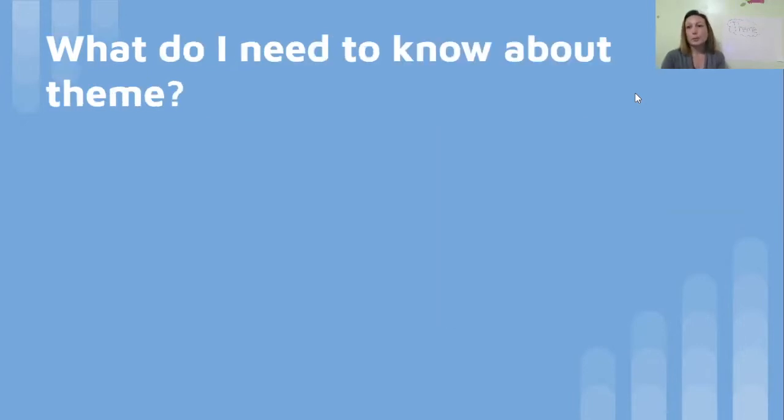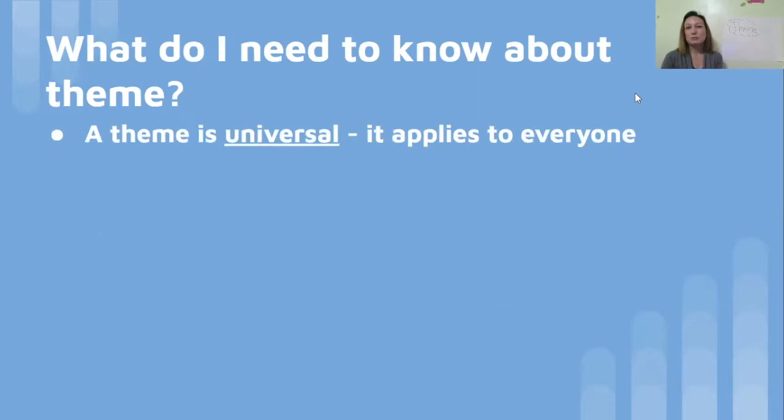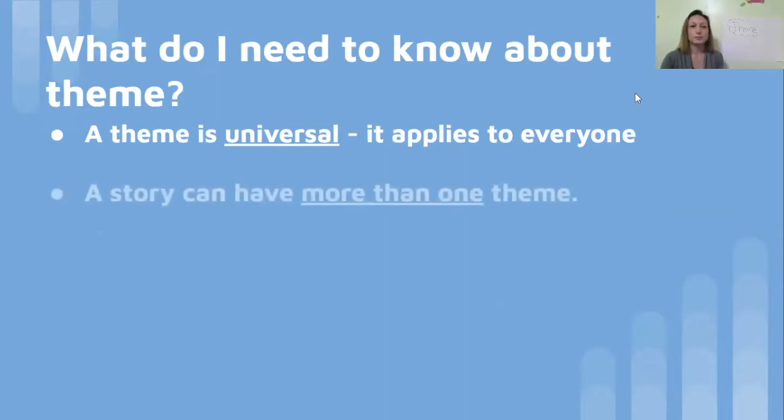So there are a few important things we need to know about theme if we're going to recognize it. A theme is universal. It means it can apply to everyone. It can apply to you, it can apply to people in your family, it can apply to your friends. It's universal, so it'll apply to everyone.